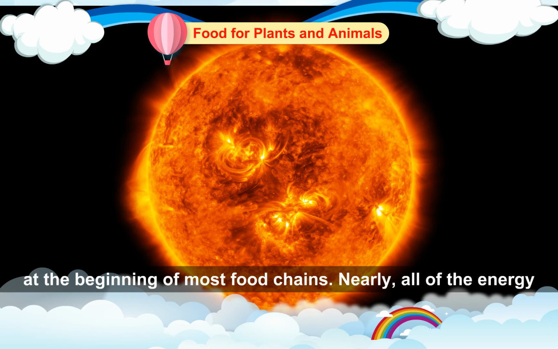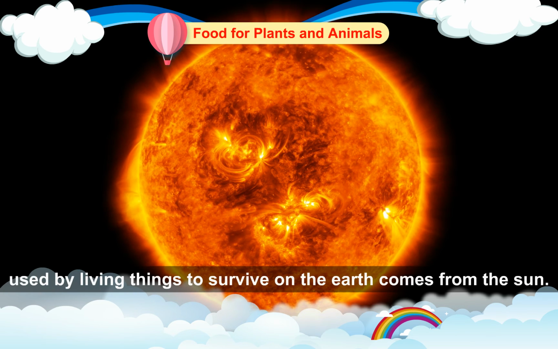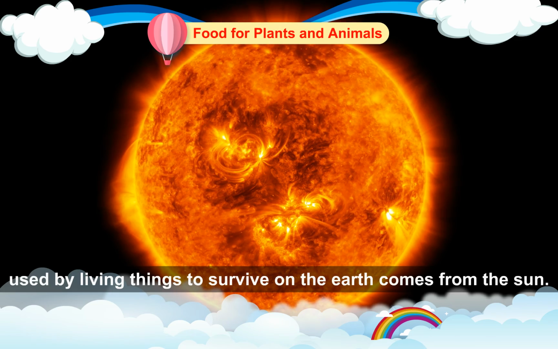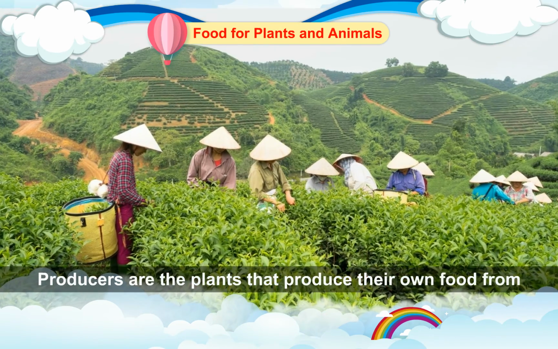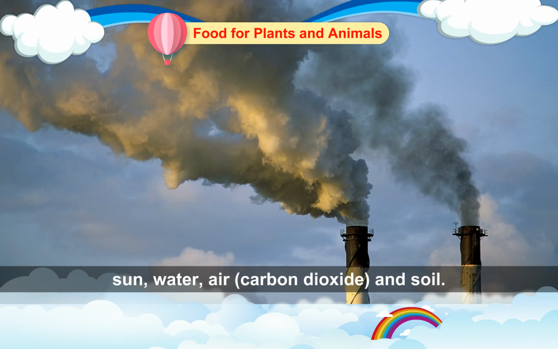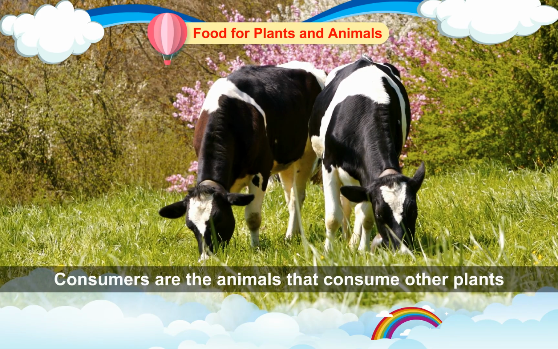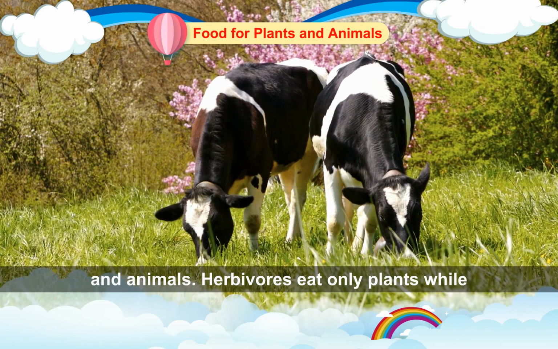Important components of food chain. The sun is usually seen at the beginning of most food chains. Nearly all of the energy used by living things to survive on the earth comes from the sun. Producers are the plants that produce their own food from sun, water, air, carbon dioxide, and soil. Consumers are the animals that consume other plants and animals.